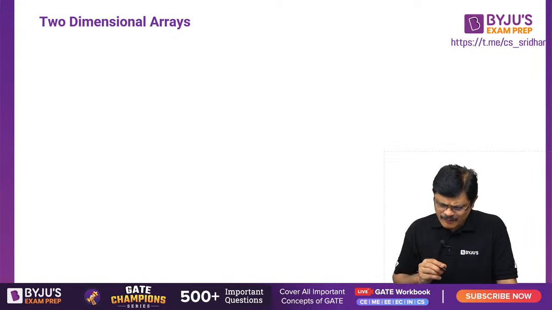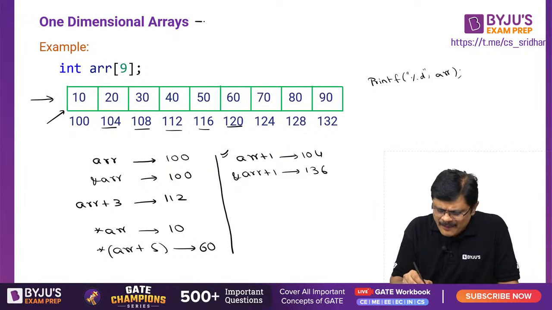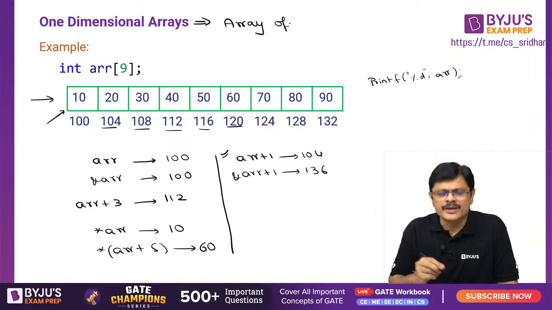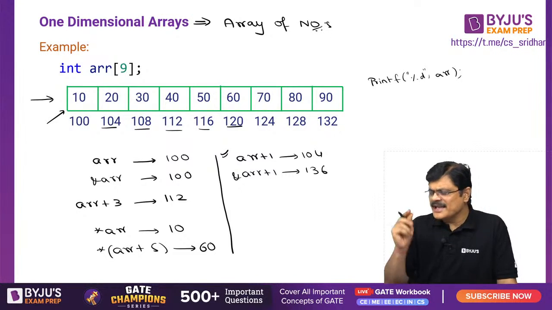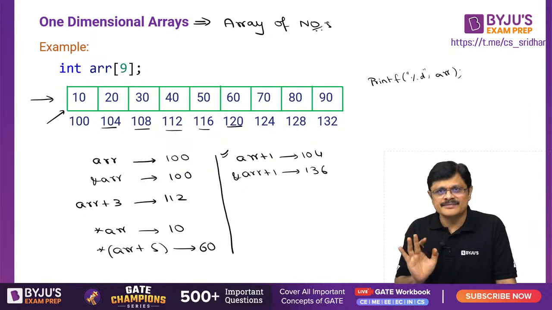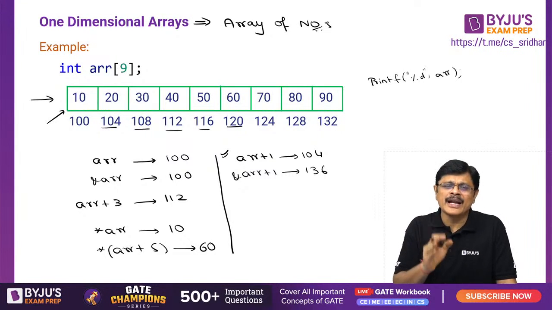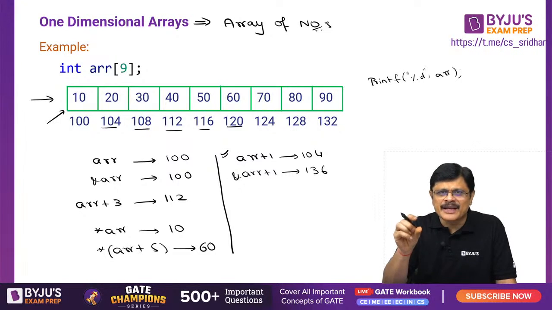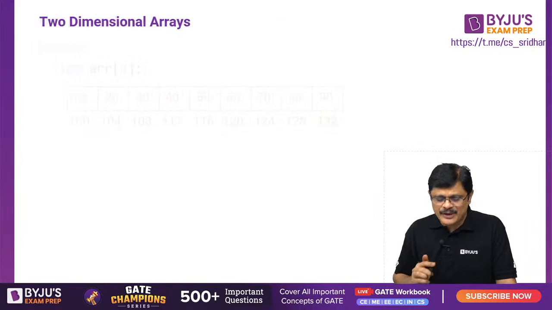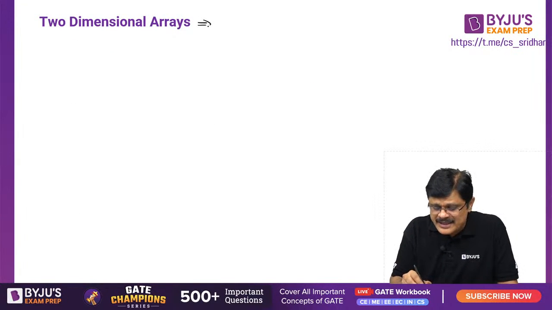Let us understand, before this: a one-dimensional array means an array of what? In this case, an array of numbers or an array of elements. Any array means an array of something. A one-dimensional array is an array of something, and that something may be integers, characters, floats, whatever it is. So in our case, simply, we are taking an array of numbers. Whereas when you go for a two-dimensional array, it is also an array.